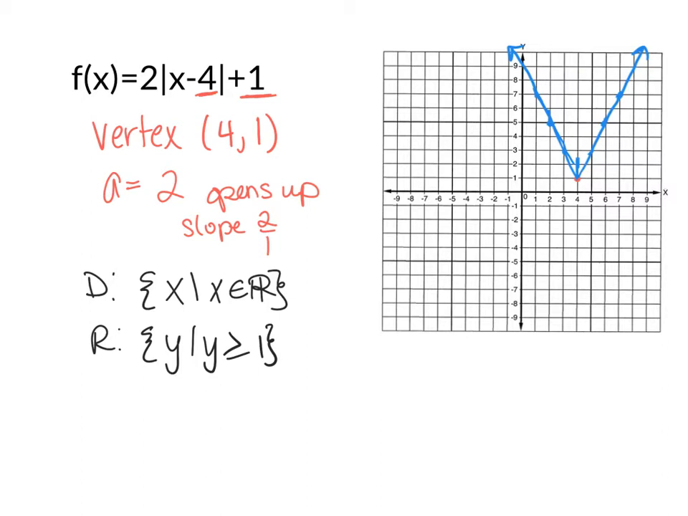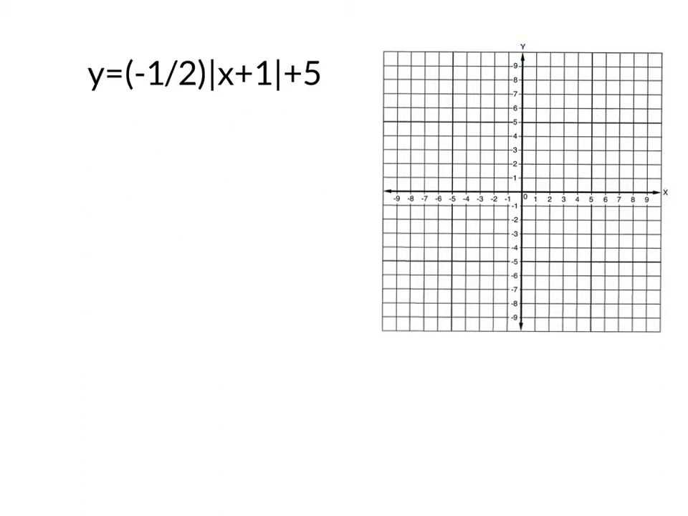So let's look at another one. y equals negative 1/2 times the absolute value of x plus 1, plus 5. Now, my vertex is h comma k, and this is plus 1, so really it's minus negative 1, so my h is negative 1, and the vertex is at negative 1 comma 5. Negative 1, positive 5.